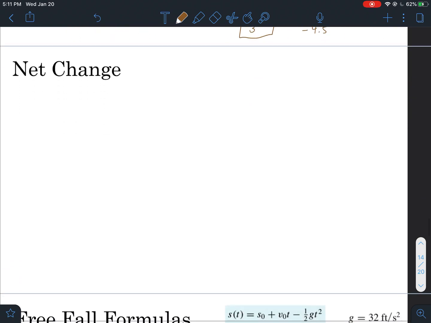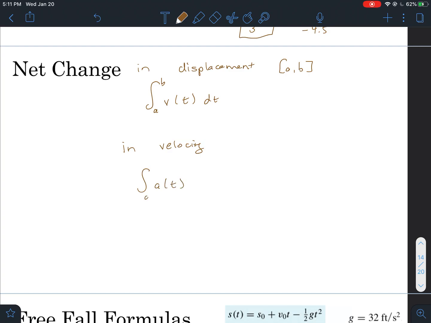If you want to find a net change in displacement, you integrate velocity over the interval, from a to b dt. If you want to find a net change in velocity, you would integrate acceleration between a and b dt. So a net change in displacement is displacement at b minus displacement at a, and a net change in velocity is the velocity at b minus the velocity at a.